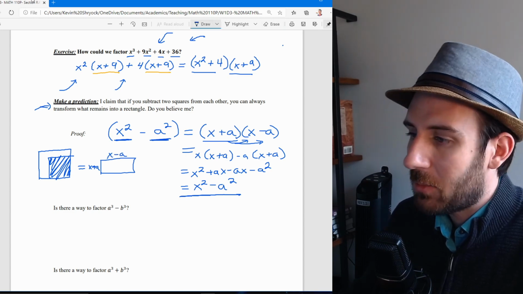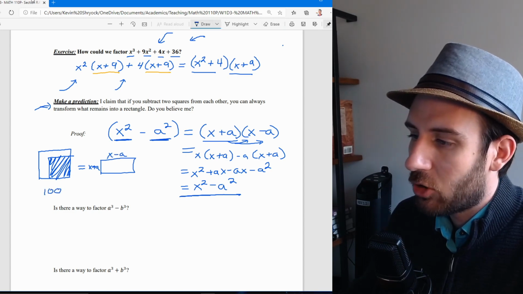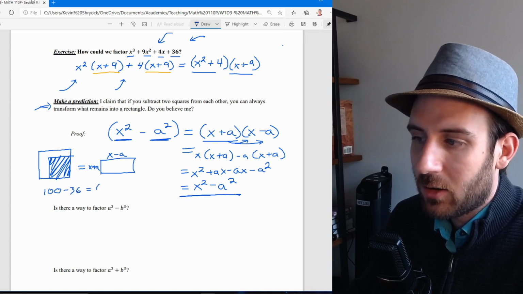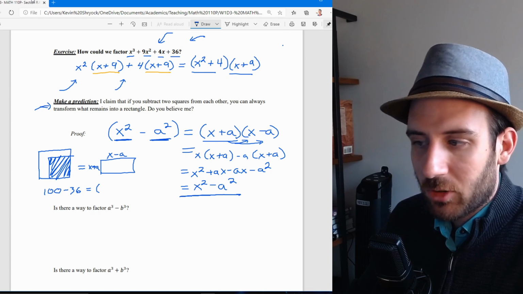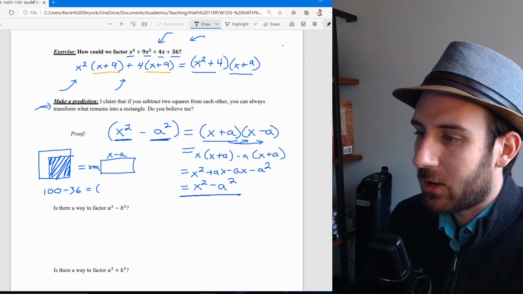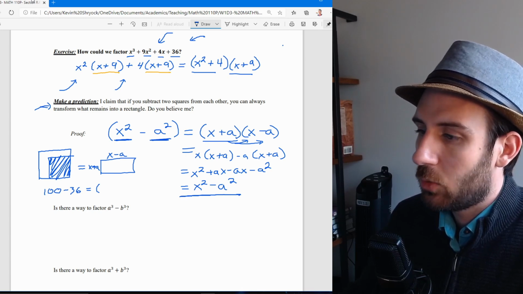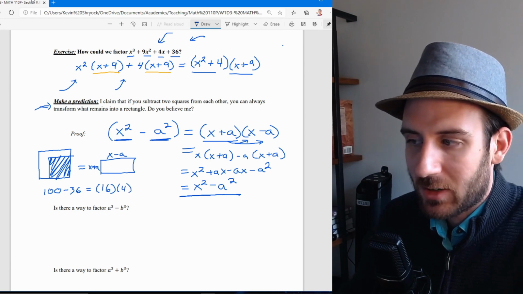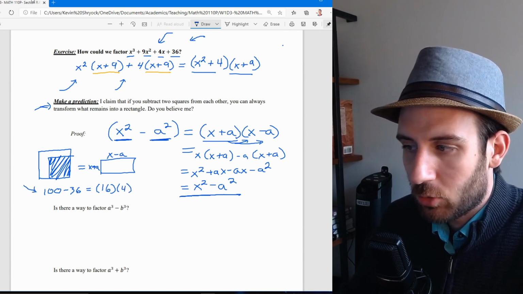So let's see what that means. That means that if I had a number like 100 and I took away 36 from it, I would always be able to write the result in terms of a multiplication, in terms of a rectangle. And specifically, one side would be 16 units long, and the other would be 4 units long. I have a 16 by 4 rectangle, and that happens from subtracting these two squares.